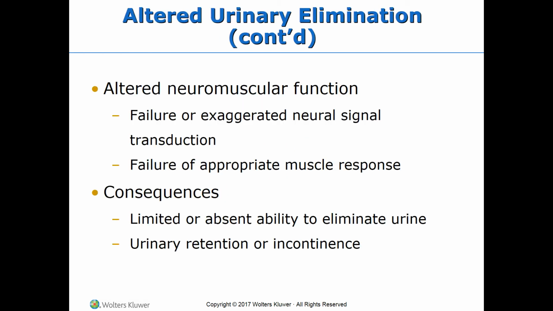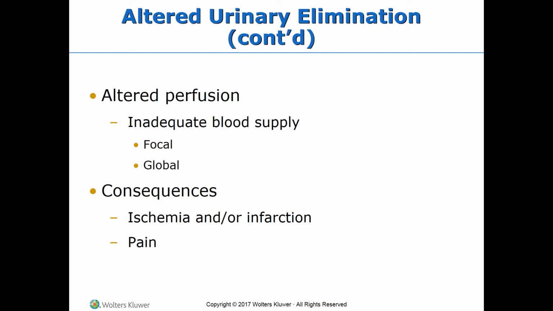Another problem that can happen is that the person has a neuromuscular problem. So the person has failure or exaggerated neural signal transduction because of problems within the nerves, or the person might have over-responsive or under-responsive muscular walls within the urinary bladder, within the ureters, etc. Consequences of this will be a limited ability to eliminate the urine, or retention of urine, or incontinence.